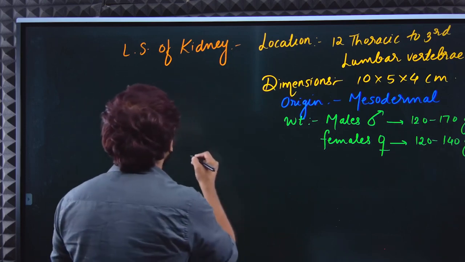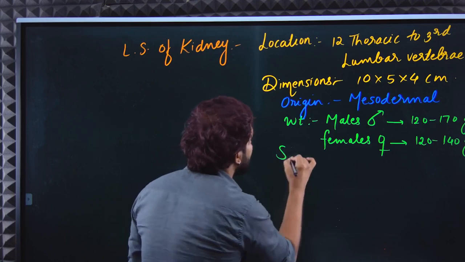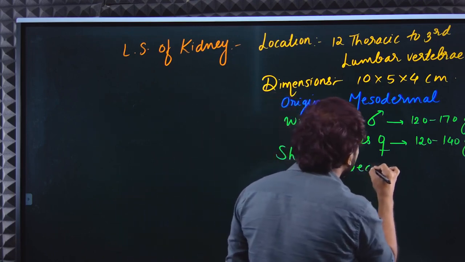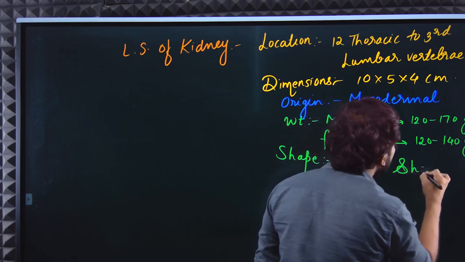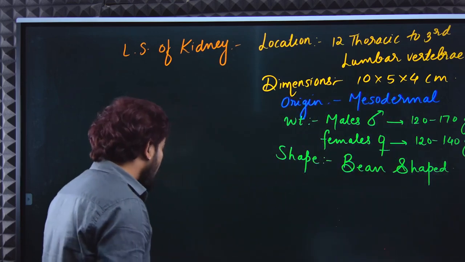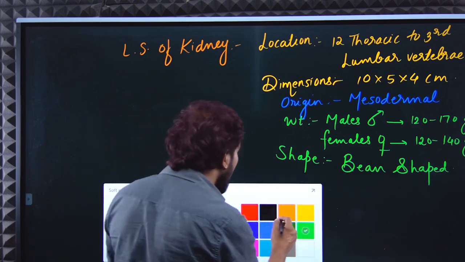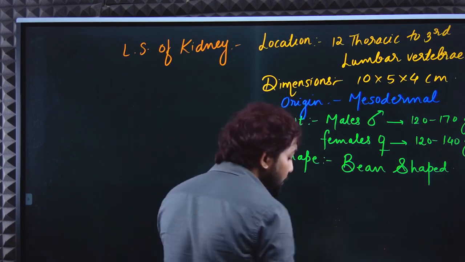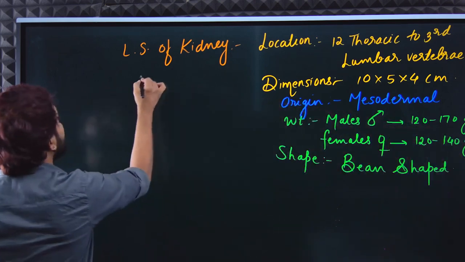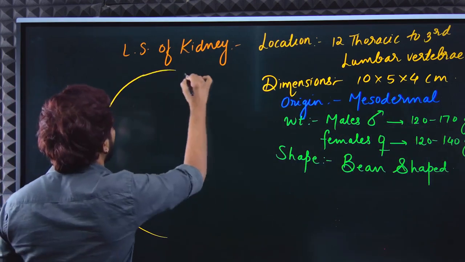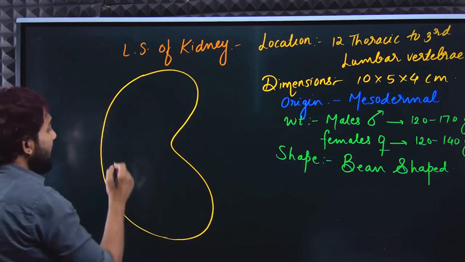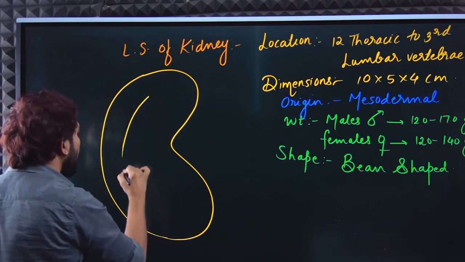When it comes to the shape of the kidney, the shape is bean-shaped. The kidney is a bean-shaped structure. So here we'll draw the longitudinal section of the kidney. In the longitudinal section of the kidney, we are going to find two areas.